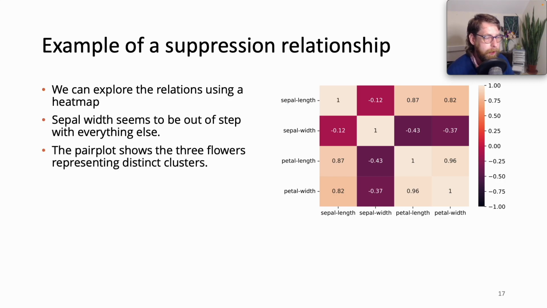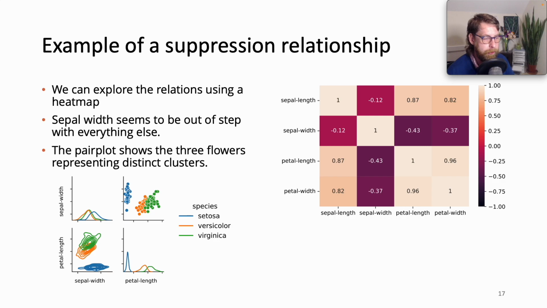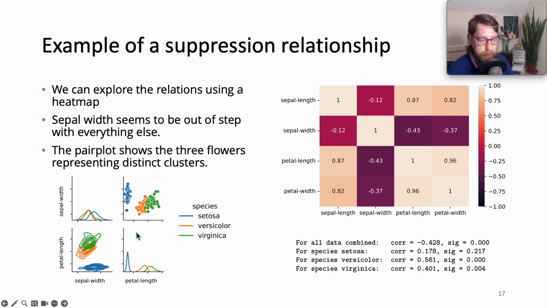So what's happening in the pair plot, we see three flowers representing three distinct clusters. Now you'll notice if we do a correlation for all of our data, we can see here -0.43, so that's petal length and sepal width, and it's very significant. But what it's doing is going between all of these values, and it's drawing this line going down this way.